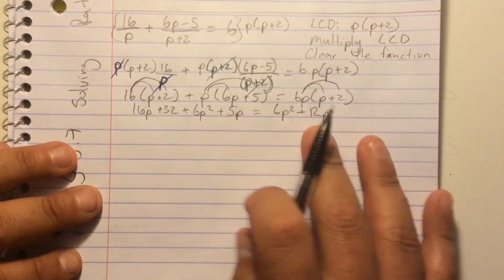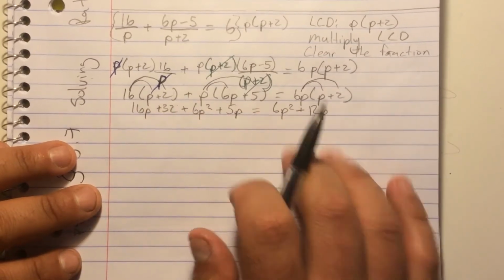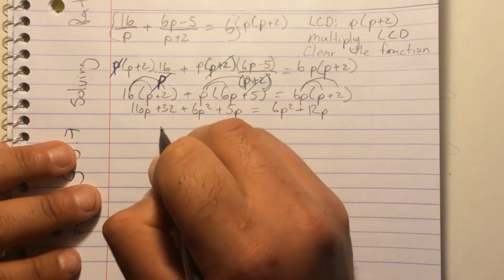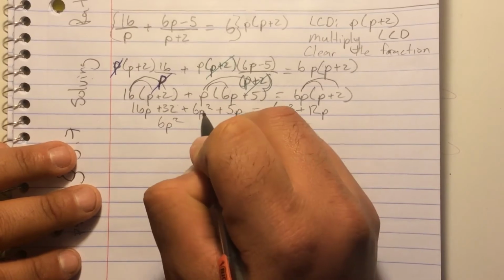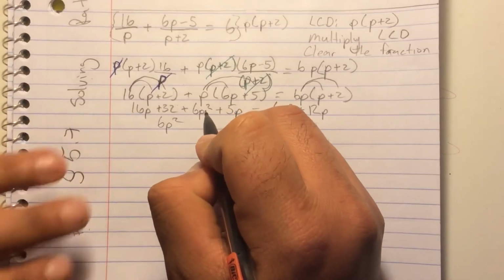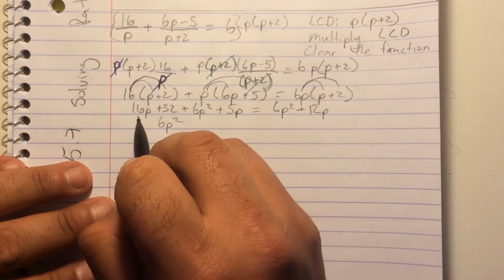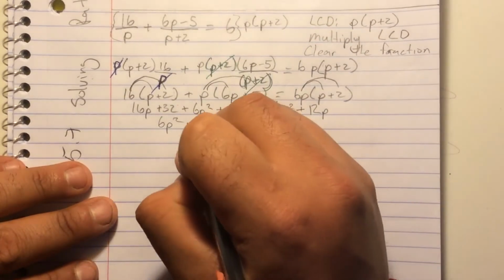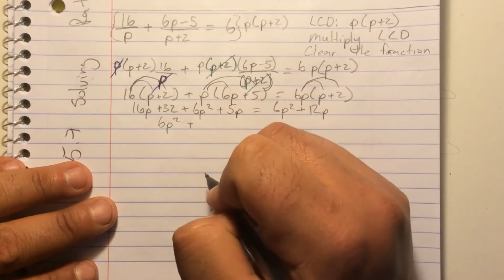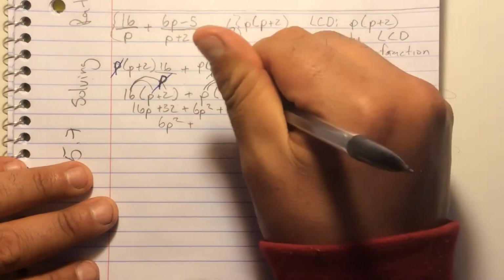Alright, so we're going to combine like terms first on this side, and then we're going to go ahead and subtract this side over. So our 6p squared goes out in front, because that's the highest exponential value. And then we have our 16p plus our 5p, which is 20. That's supposed to be a negative here.